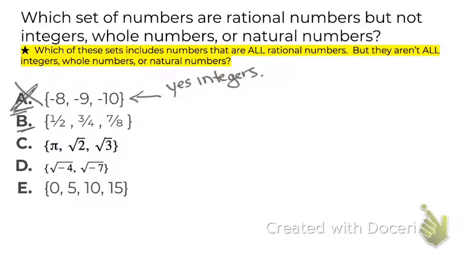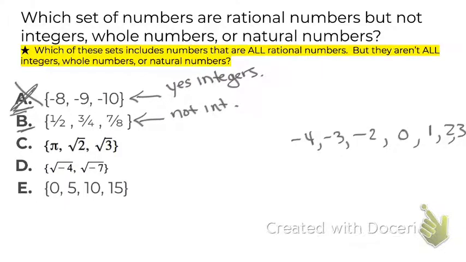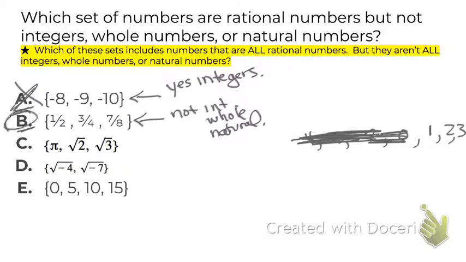How about B? Regular fractions, they don't repeat in some crazy way. So these are rational numbers. Are these integers? No, integers, remember, are negative numbers. It includes 0, and it includes positive counting numbers. So these are not integers. Can I say that these are all whole numbers? Nope, whole numbers just include 0 and 1, 2, 3, 4, and so on. And then are these all natural numbers? Nope, natural numbers include just the counting numbers. So the answer for this one is B.